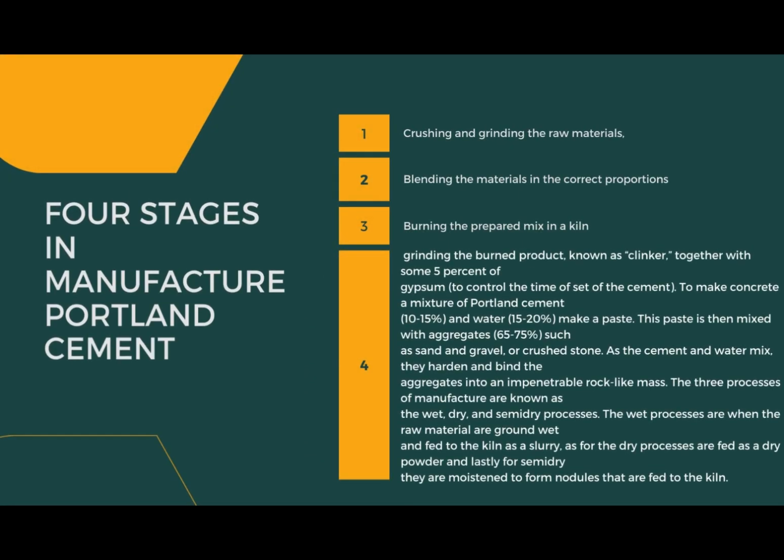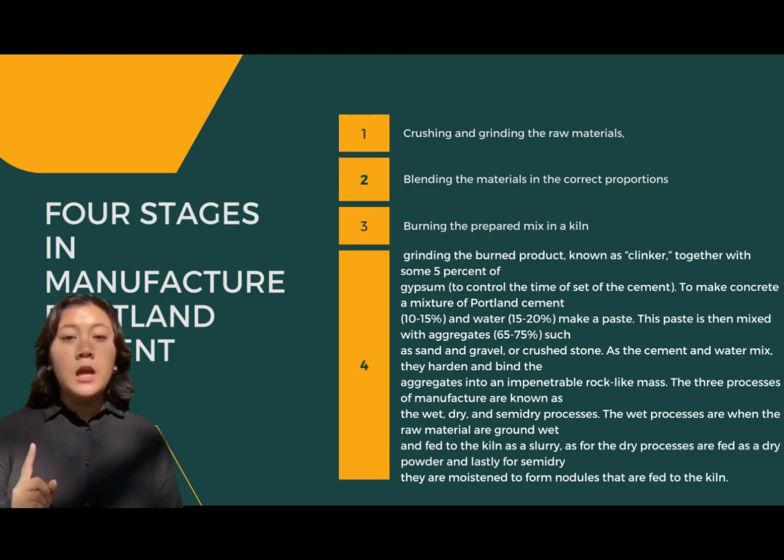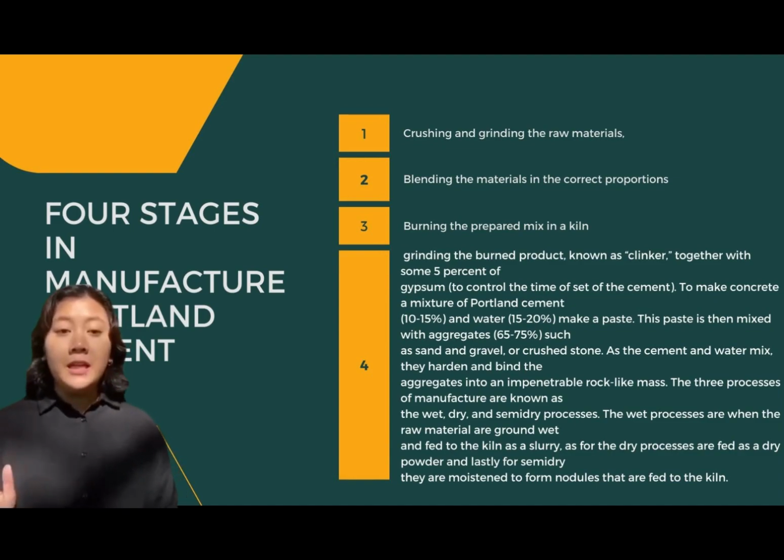There are 4 stages in the manufacture of Portland cement. 1. Crushing and grinding the raw materials. 2. Blending the materials in the correct proportion. 3. Burning the prepared mix in a kiln. And 4. Grinding the burnt product, known as clinker, together with some 5% of gypsum to control the time of set of the cement.